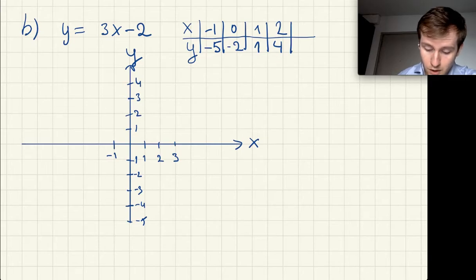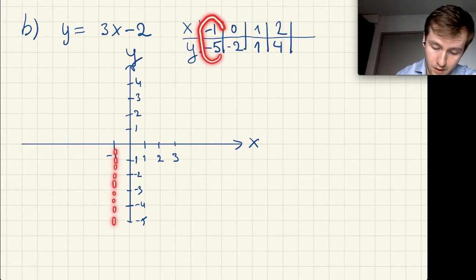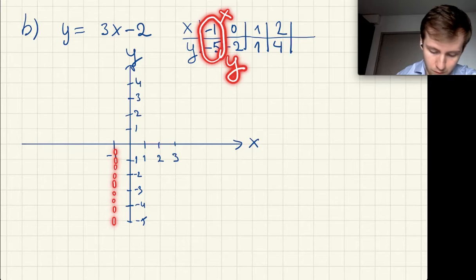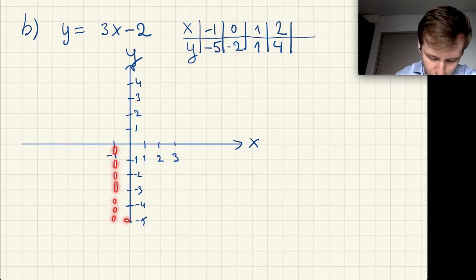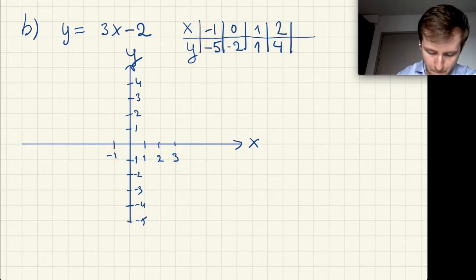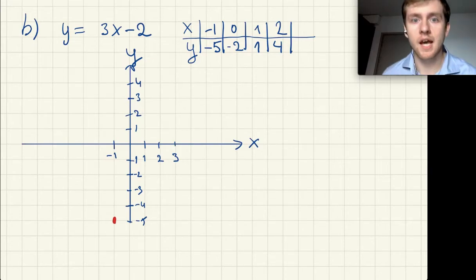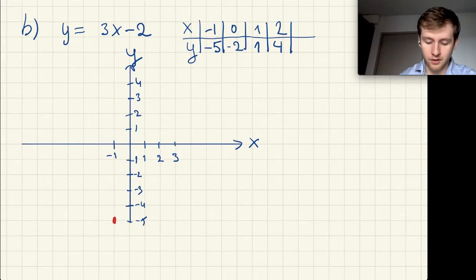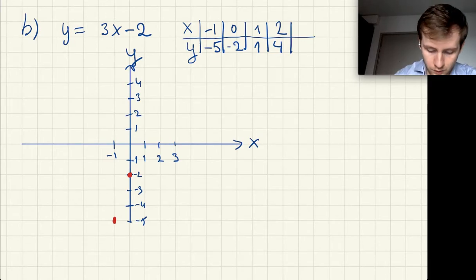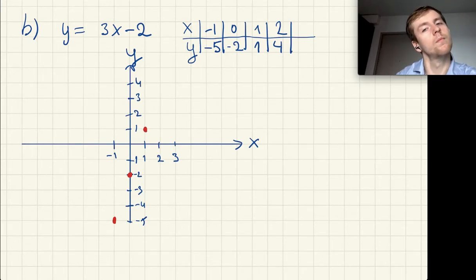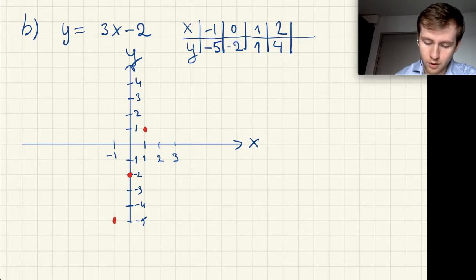So -1, -5, this point is here. So x is equal to -1, y is -5. So -1, -5, it's here. Next one we have is 0, -2, so x equals 0, y equals -2. This point is here. 1, 1 is here. And then 2, 4 is going to be here.